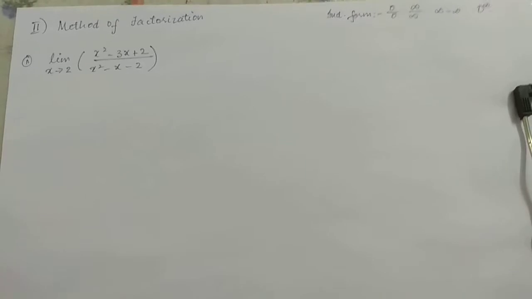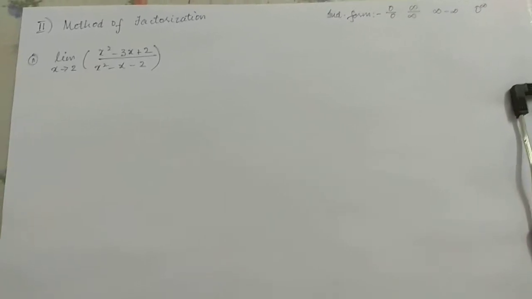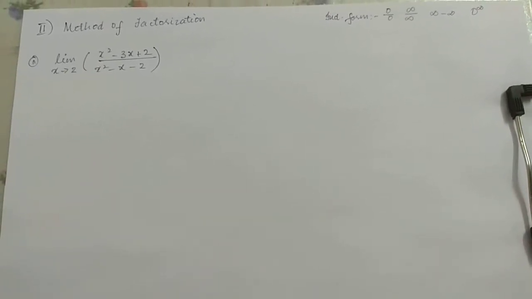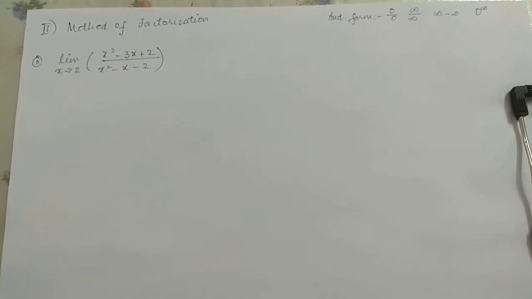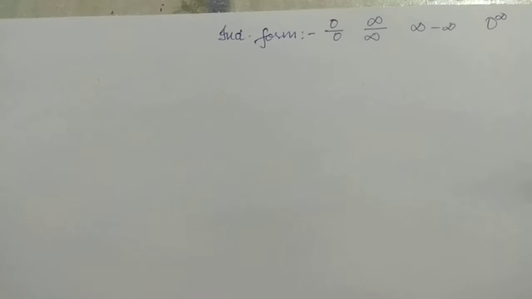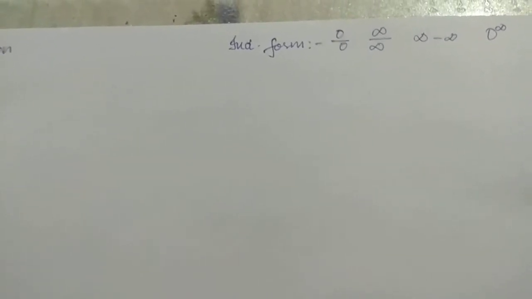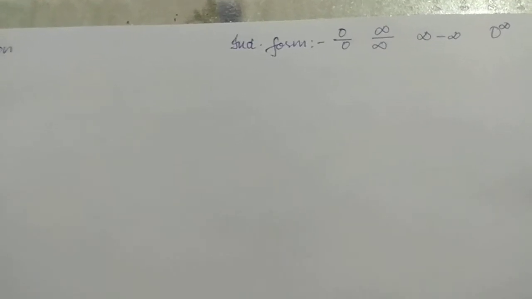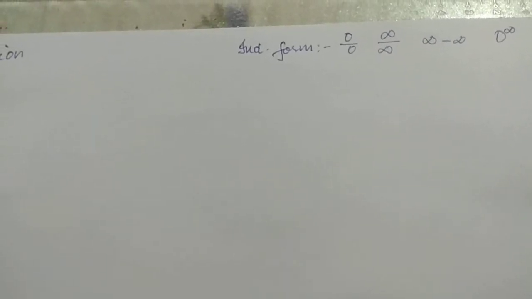In this video, we will be seeing how to solve limits when you get an answer in an indeterminate form. An indeterminate form is as illustrated below: 0 divided by 0, infinity divided by infinity, infinity minus infinity, and 0 to the power infinity. If you do not get your answer in an indeterminate form, you can easily solve your limits using direct substitution method. But if you get your answer in an indeterminate form, you have to use different methods.